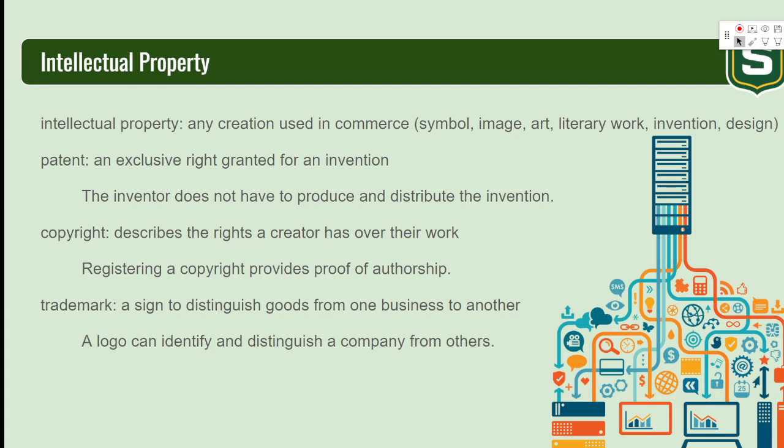Some of your common ones are patents. Patents are used for inventions. It's an exclusive right granted for an invention. Copyright basically describes the rights a creator has over their own work. And then trademarks, which are typically logos or images. It is a sign that when people see it, they think, oh, this belongs to this business. Like I said, it's usually a logo or an image.